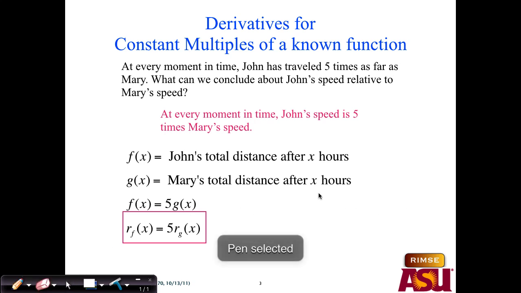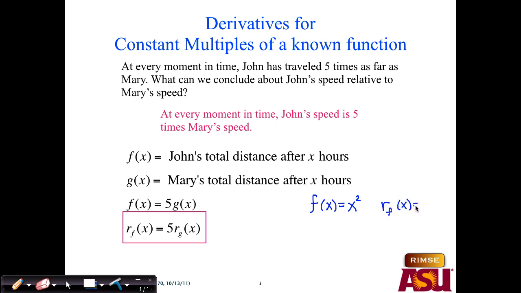One that was simple, if you remember, we talked about f of x equals x squared. The length of a side of a square being x and the area x squared. We found out that the rate of change of function f was 2x. So r sub f of x is 2x. Now what if I had some other function? I'm going to call it k. What if k of x was 17x squared? It's a constant multiple of function f.